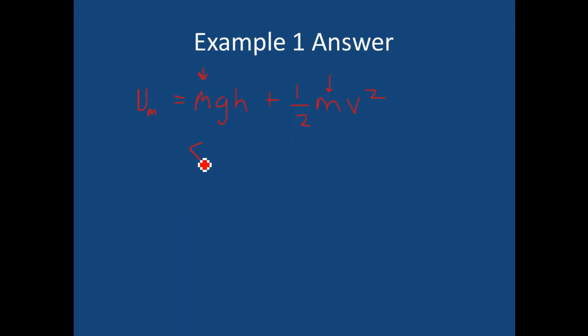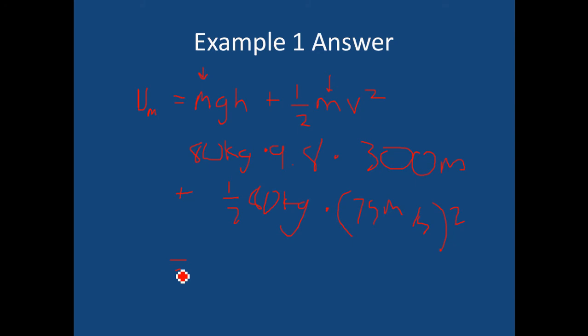So plugging that in, 80 kilograms times 9.8 times, what was the height, 300 meters, plus 1/2 times 80 kilograms times the velocity, which was 75, squared. And I didn't actually calculate this yet, so let me plug it into my calculator real quick.